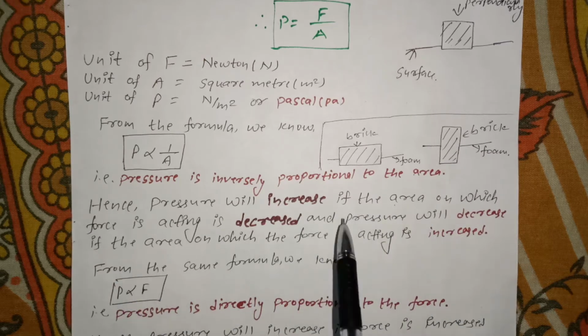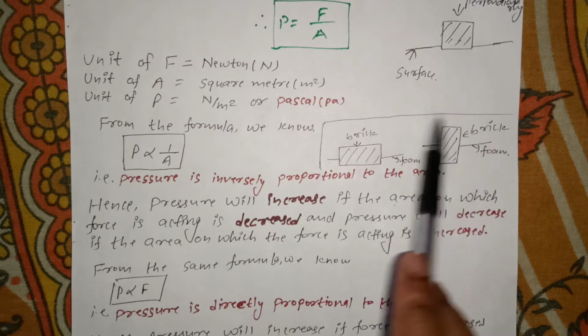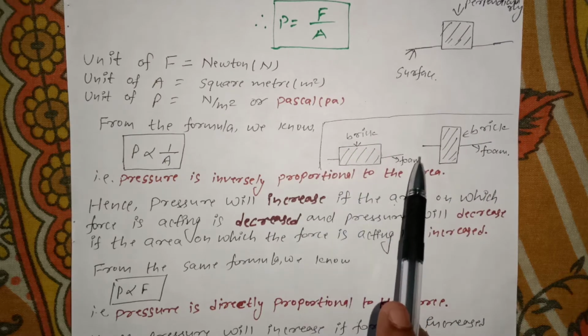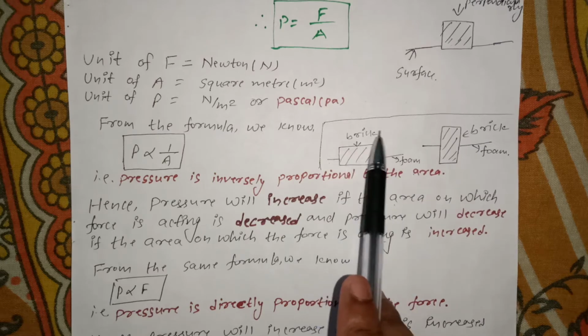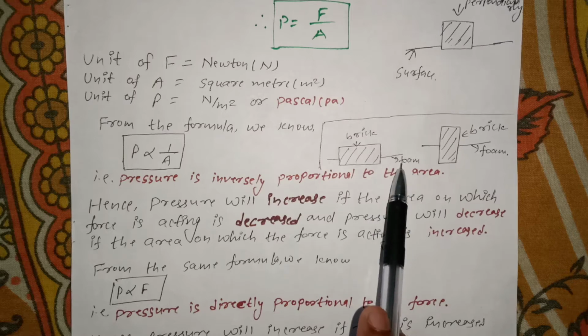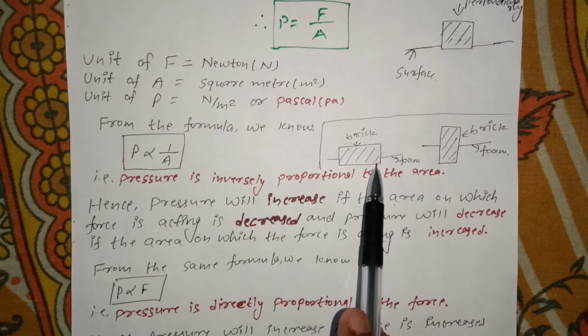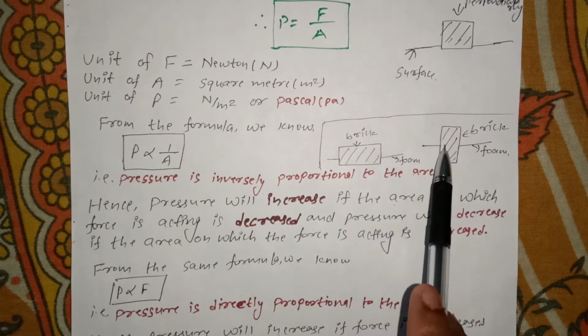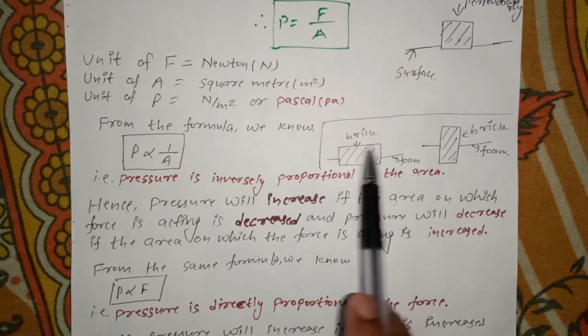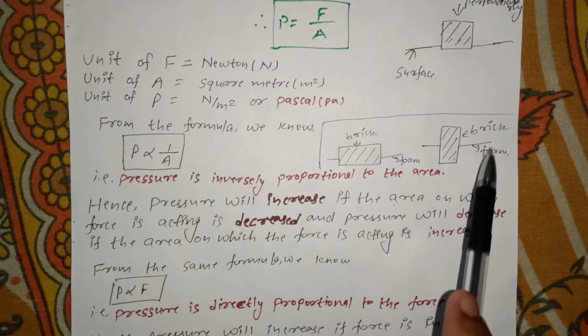Now this statement can be illustrated by seeing these figures. Now from the first figure you can see that the surface is made up of foam. Now if we put a brick in landscape form, then this will press the foam to a lesser extent. Similarly, if the same brick is placed on the same foam in portrait form, then the brick will press the foam to a greater extent.